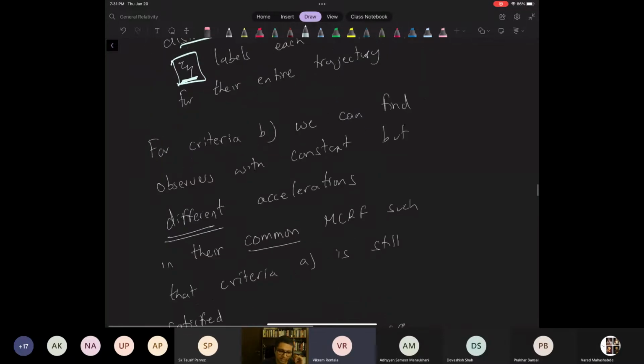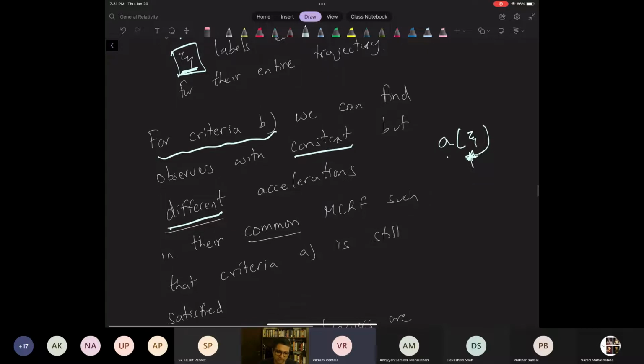However, for the second criteria, it is possible to find observers with constant acceleration. So each of these observers can have constant acceleration. However, those accelerations will be different constants for each observer. That is, each observer has an acceleration a, but this acceleration a depends on where they are. So it's a constant acceleration if your xi coordinate is fixed. We'll see explicitly how to construct this.